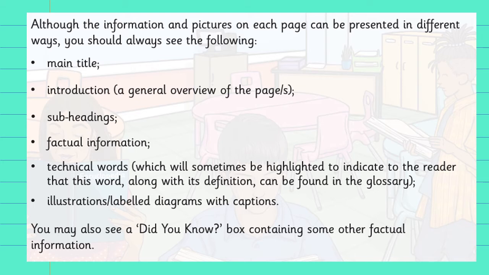Although the information and pictures on each page of an encyclopedia can be presented in different ways, you should always see the following. It should have a main title, an introduction, subheadings, factual information, technical words, which as we've just seen are sometimes highlighted to indicate that you can read along with that definition, which can be found somewhere else within the encyclopedia. Probably have illustrations and labelled diagrams with captions. Sometimes you might also see a did you know box containing other fun facts or other information.